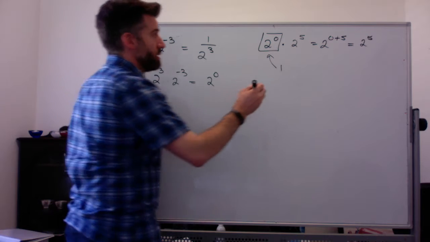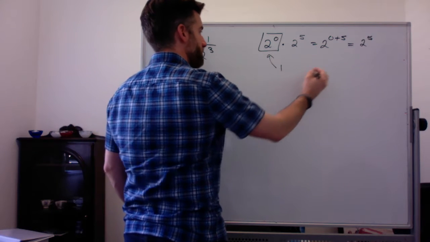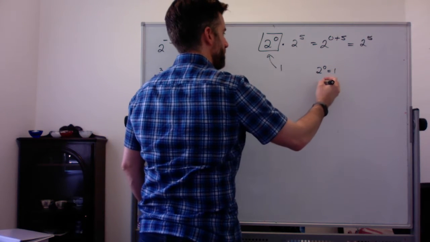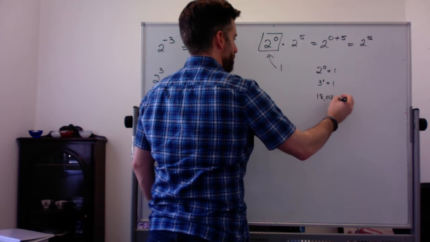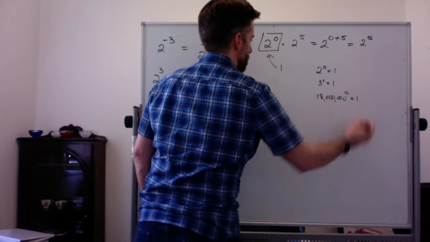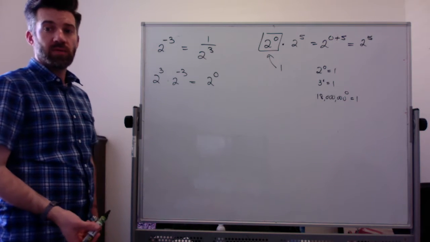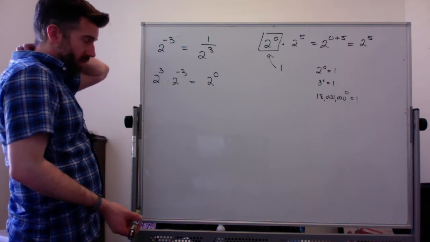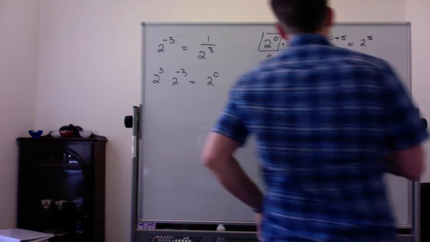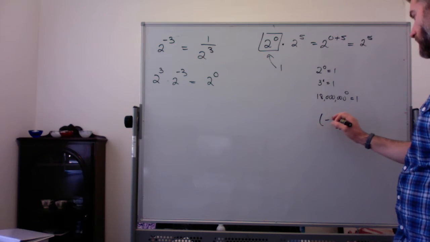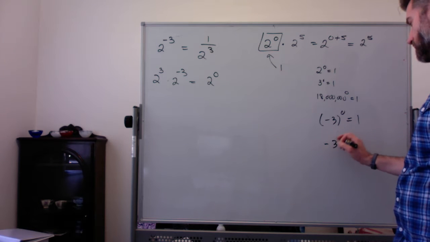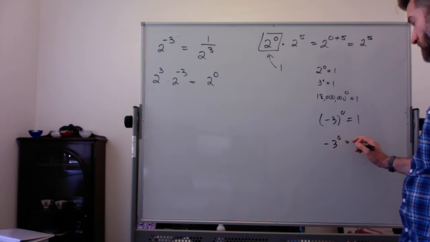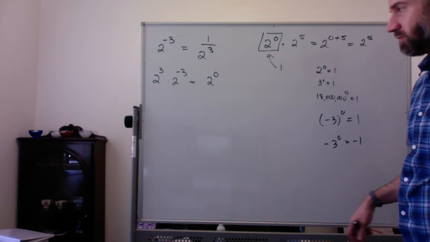So, 2 to the 0 is 1. 3 to the 0 is 1. 18 million to the 0 is 1. Any number to the 0th power is 1. Although, be careful. Someone might say negative 3 to the 0 is 1. But with negative 3 to the 0, you get the power first, and then the negative after, and that's negative 1.